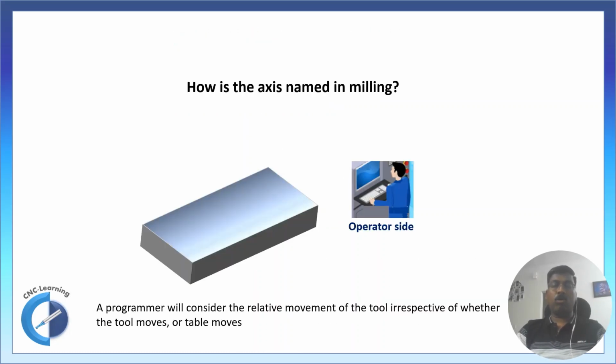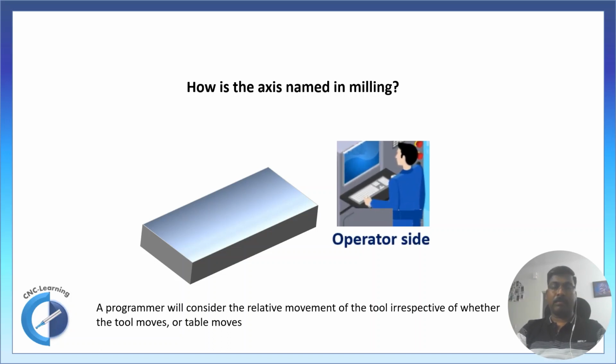Now we will see how the axis is named in a milling center. This is the operator side and this is the machine table. So the axis which is going parallel to the spindle is called Z axis, and the axis which is going horizontal to the operator is called X axis, and the other perpendicular axis is called Y axis.